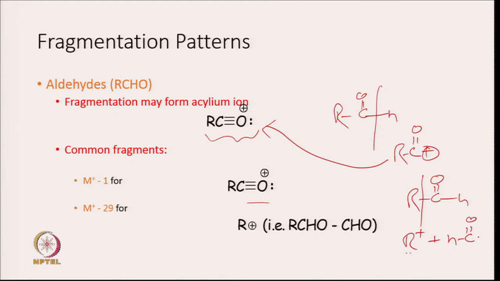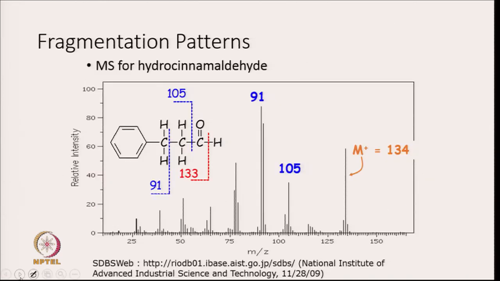So, R plus plus an HCO radical. R plus will give you a peak at M plus minus 29, because HCO corresponds to 12 plus 16, which is 28, plus 1, which is 29. So, this corresponds to 29, and this corresponds to M minus 29.